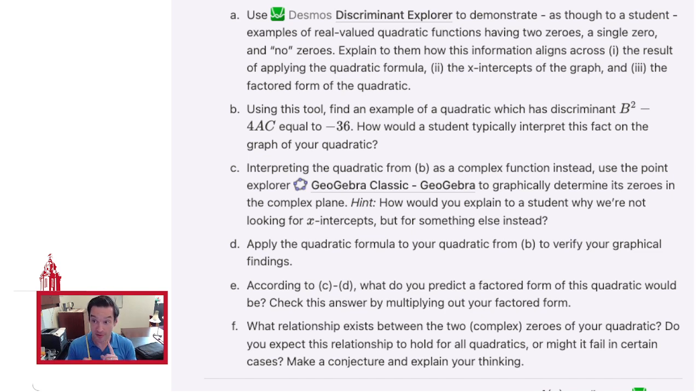This is well worth devoting some time, because it's going to both help you to build your own understanding of what's happening here, and also this could be a really good activity you could take directly into your Algebra 2 class, for example, if you're talking about quadratics. So what I have you do is find an example of a quadratic that has a discriminant equal to negative 36. So the discriminant is the quantity underneath the radical in the quadratic formula. There's a Desmos tool for this as well. And then take that quadratic and run it through the ringer. If we interpret it as a complex function, how can we graphically, algebraically, using the quadratic formula and also using factoring, determine what are its zeros?